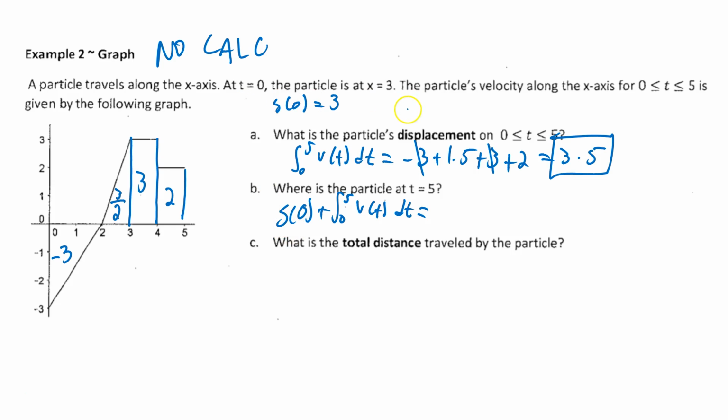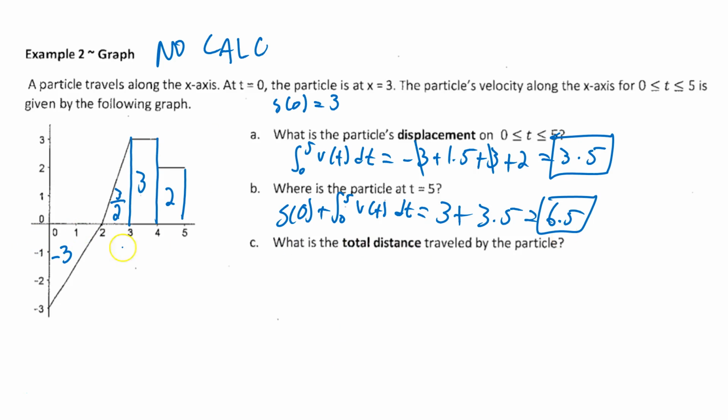Well, we've got s of 0, they tell us it's 3. We add 3.5 to that and get 6.5. So that's where it's going to end up, because it started at 3, it initially was going backwards, and it goes forward far enough to go past its initial position and further on, to 6.5.